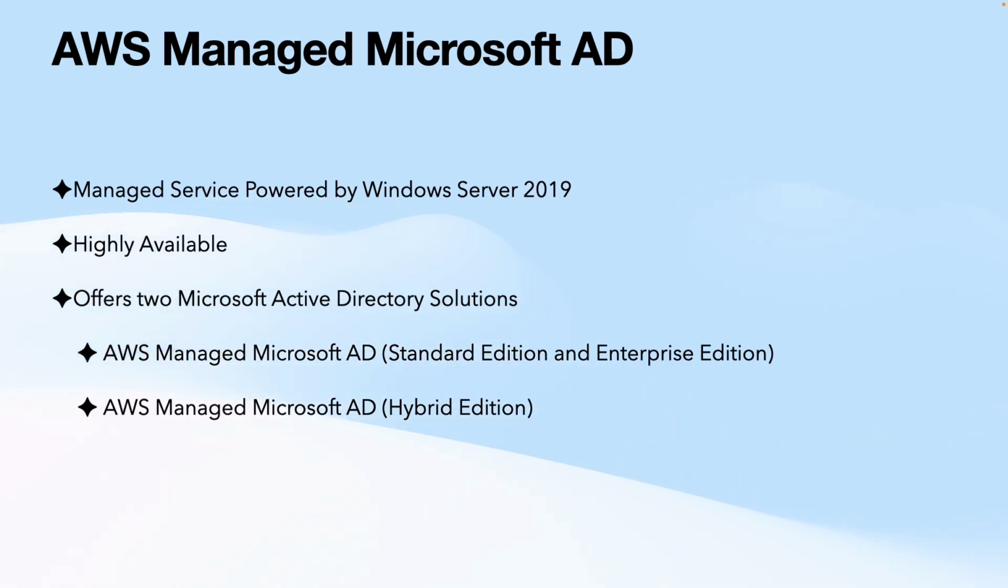Next, AWS Managed Microsoft AD Hybrid Edition. It connects your self managed Active Directory with AWS Directory Service for Microsoft Active Directory, creating an integrated identity environment spanning both your infrastructure and the AWS cloud. This solution extends your directory services to AWS without synchronizing user identities, establishes a trust relationship between environments, and provides seamless access using existing credentials.